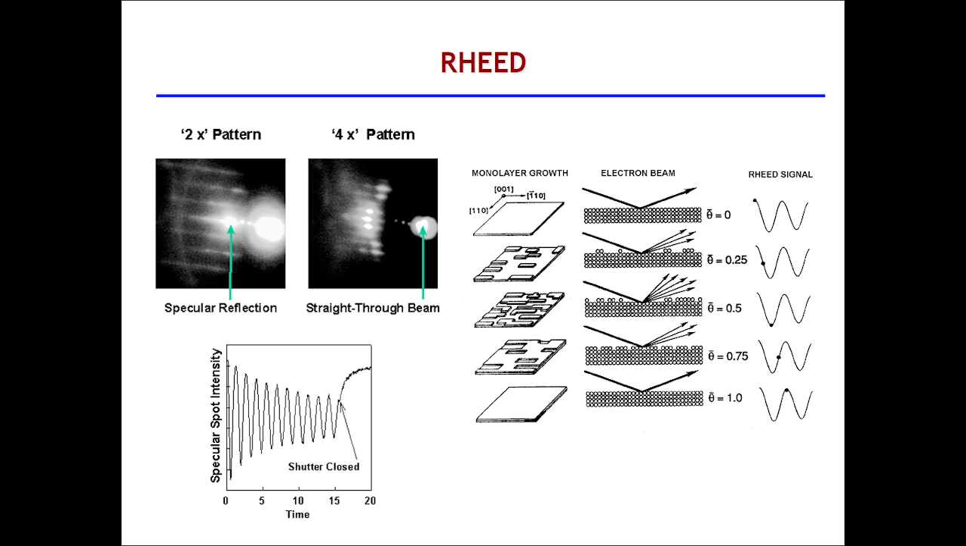Okay, so RHEED is one such technique, and you can see the RHEED pattern, the specular reflection, straight through beam pattern that will be obtained through RHEED. You can see over here. From that RHEED, one can actually say whether the layer is single or multiple, that we can actually say from this one.